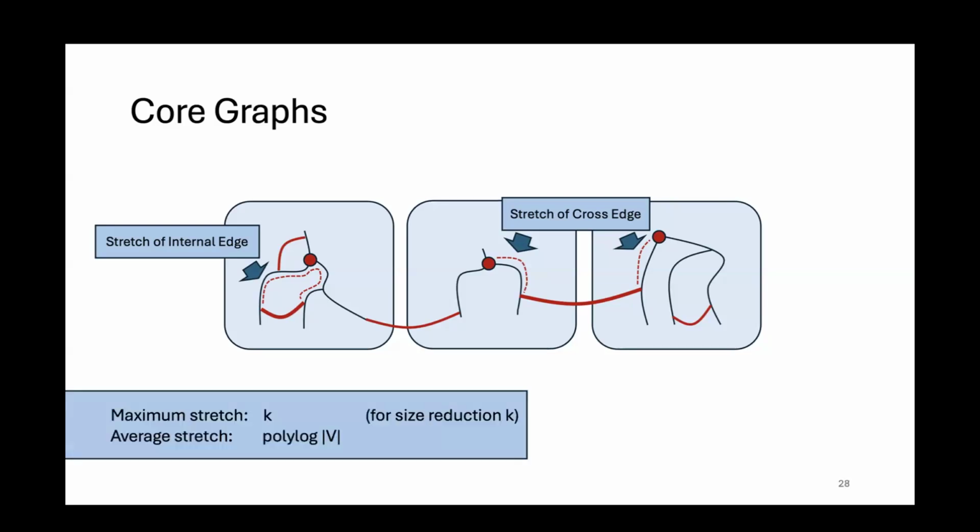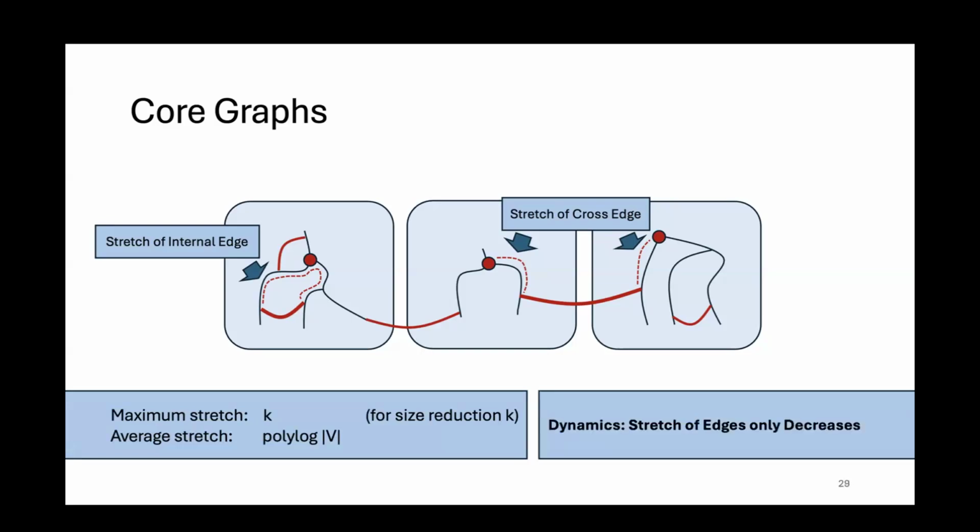Core graphs give you that the maximum stretch for size reduction approximately k as we had previously is k, and the average stretch is just polylog. Furthermore, you can quite easily dynamically maintain core graphs such that the stretch of edges only decreases over time. This means that if we are good with respect to the original path collection, we will stay good throughout, at least until we have to rebuild.